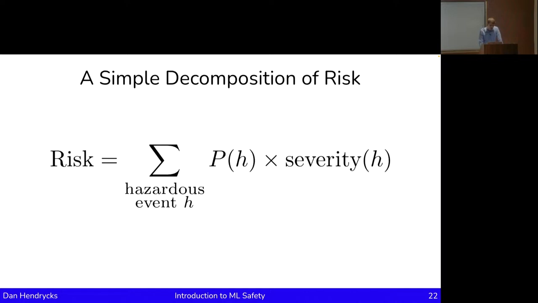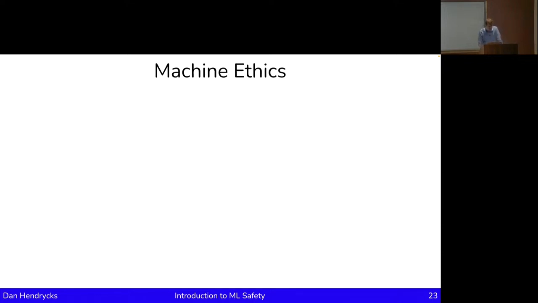That is, we need to look at this cumulative probability and severity multiplied together, not just does there exist a hazard, does there exist a potentially hazardous capability. That's insufficient for risk management and risk analysis.